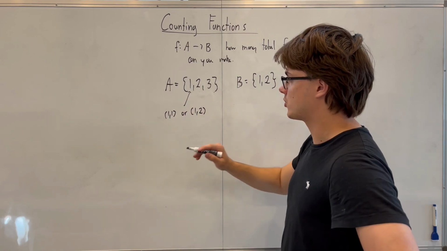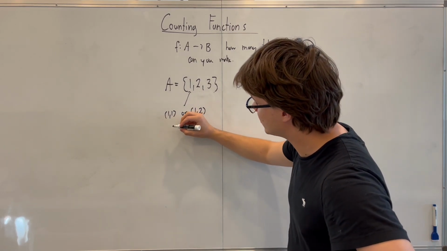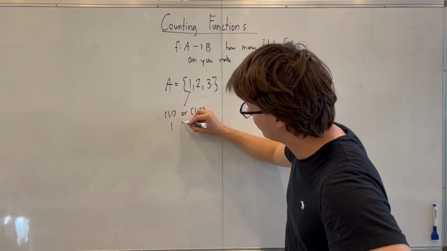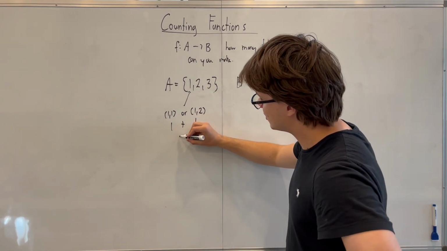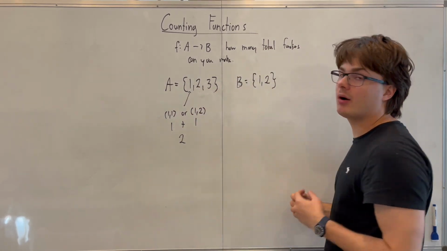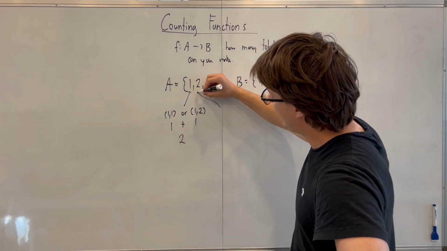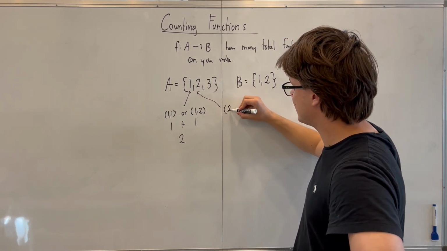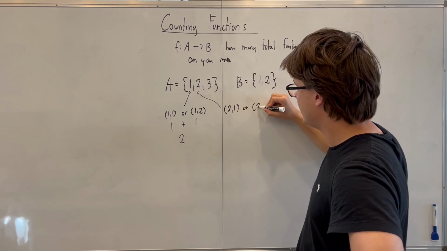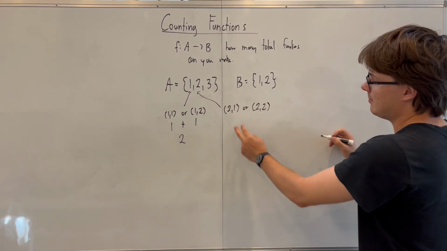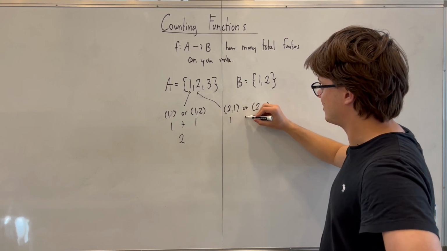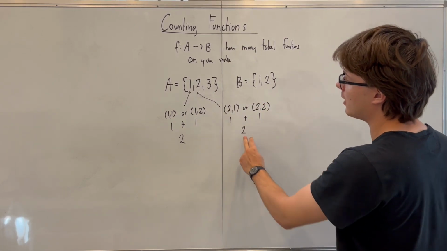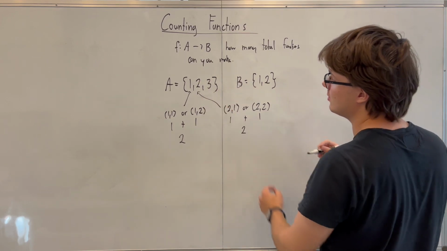And of course, there's only a possibility of this being once and this being once, so this is going to be an addition sign. This can happen once, or this can happen once. So we add the 2 possibilities up. So there's 2 ways to map 1. Similarly, how many ways can we map 2? Well, it's going to be (2, 1), or (2, 2). So that's going to mean that you have 1 possibility of mapping it to 1 and 1 possibility of mapping it to 2. You add those 2 up, you have 2 possible ways you can map 2.